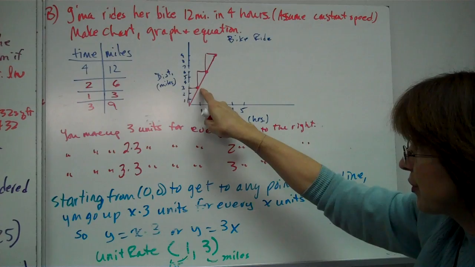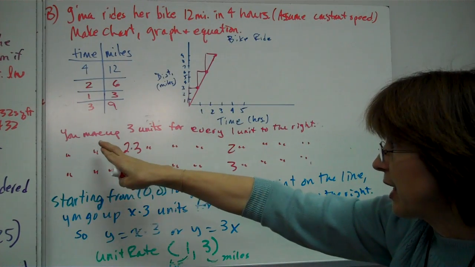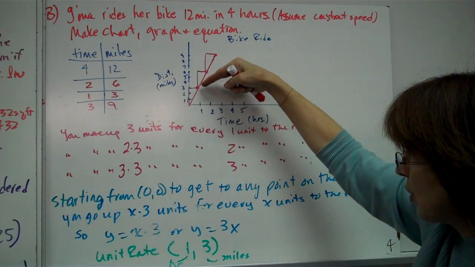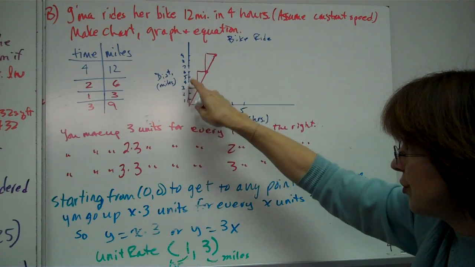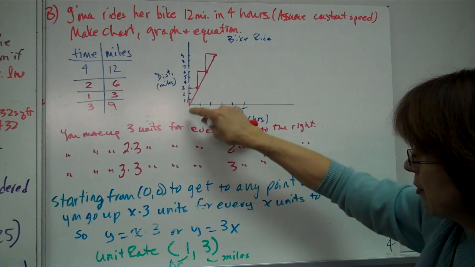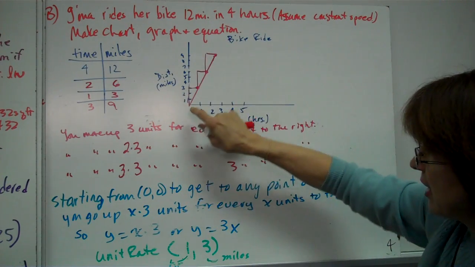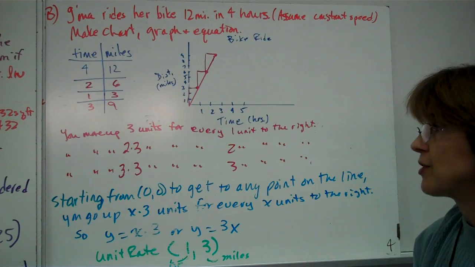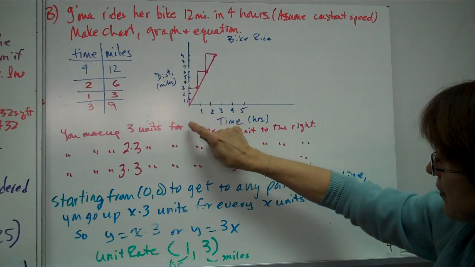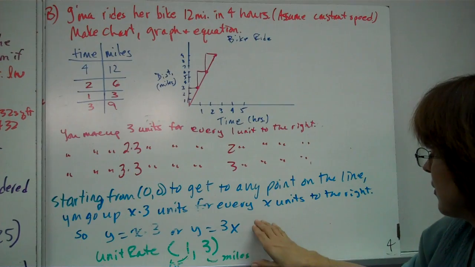Then I graphed it. Every 1 hour, she went 3 miles. Every 2 hours, she went 6, and on like that. Then I noticed what I was doing. When I start at 0, every time I move up 3 units for every 1 unit to the right. When I did 2 times 3, in other words 6 units, I moved up 6 units, moved over 2 units. When we moved up 9 units, I moved over 3 units to the right. Since that happened every time, you can say that when you start from 0, 0, to get to any point, you have to go up 3 over 1, up 3 over 1. That's what happens every single time.